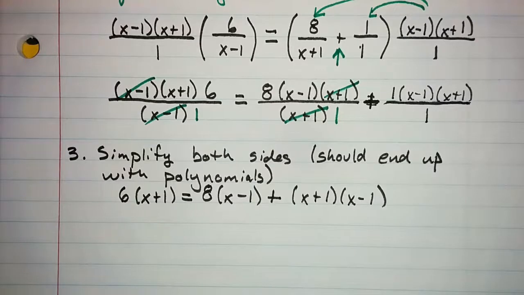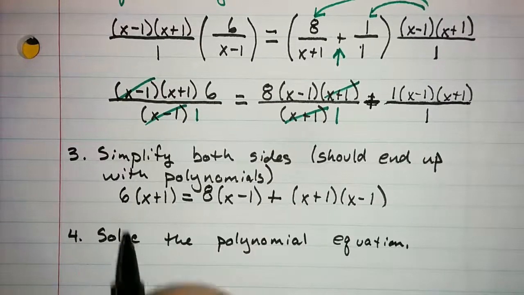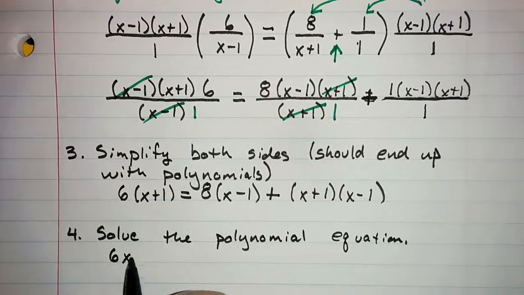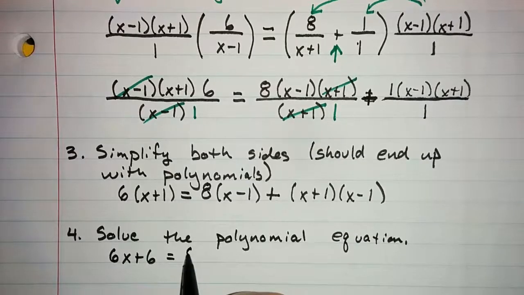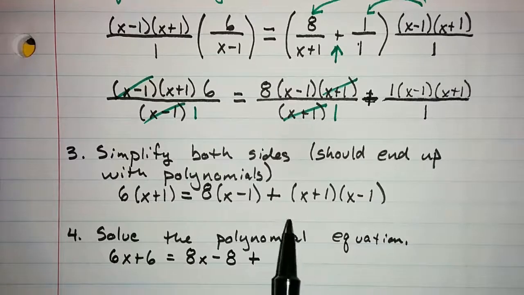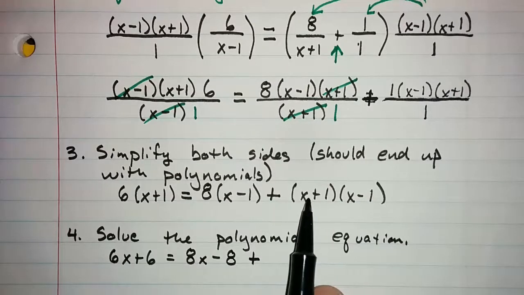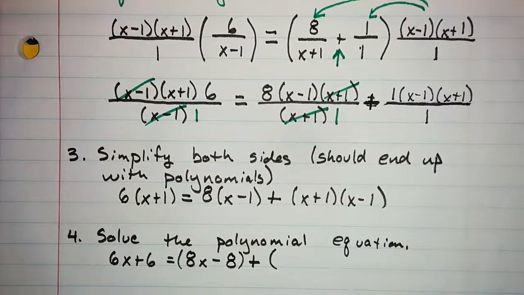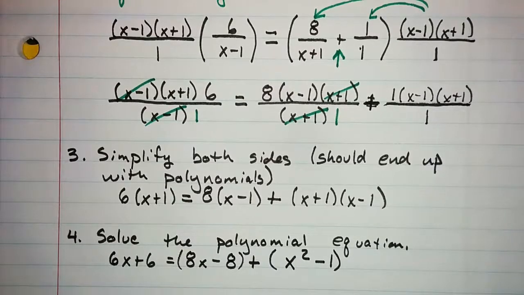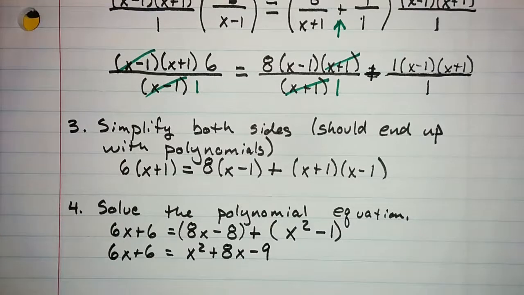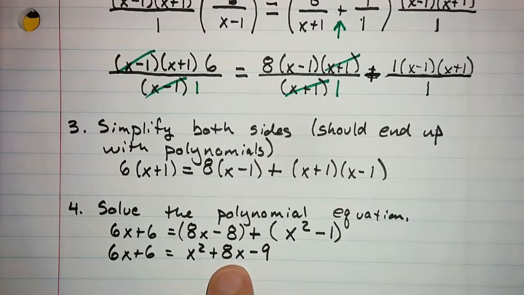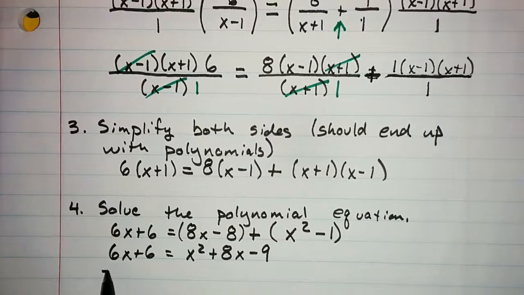All right, now we can go ahead and solve. So distributing, 6x plus 6 equals 8x minus 8 plus, what do we have here? When we multiply this out, we're going to get a difference of squares. Now we can do the addition over here, collect all of the terms on one side. I'm going to collect them over here because I happen to like positive leading terms.